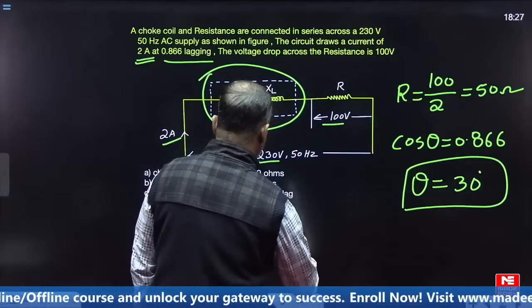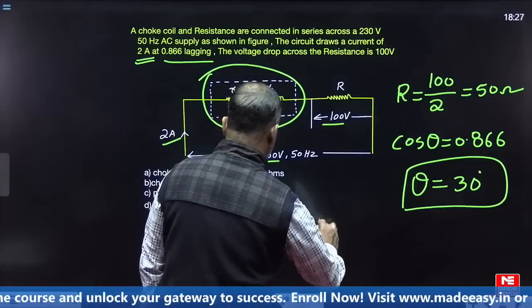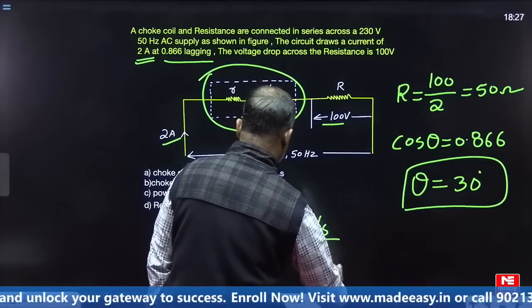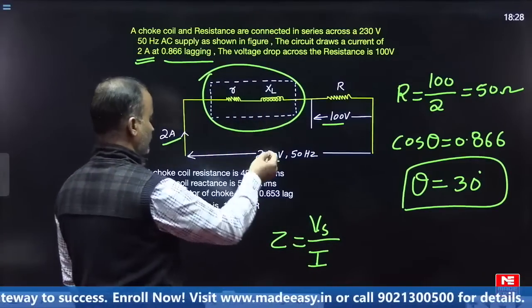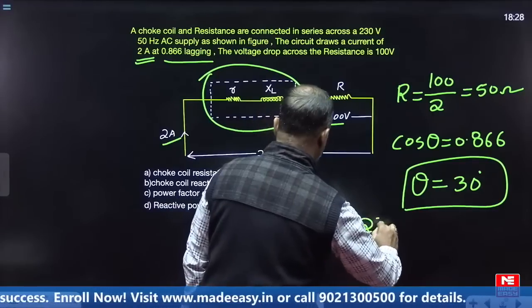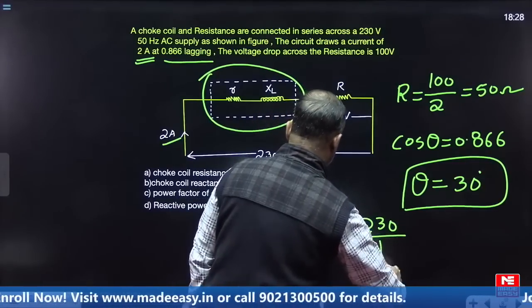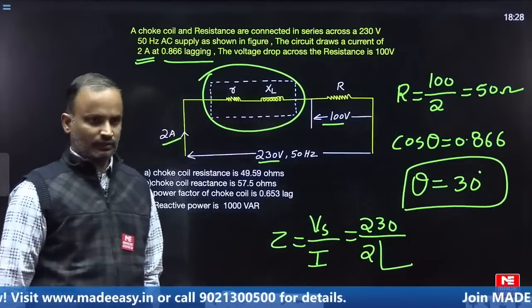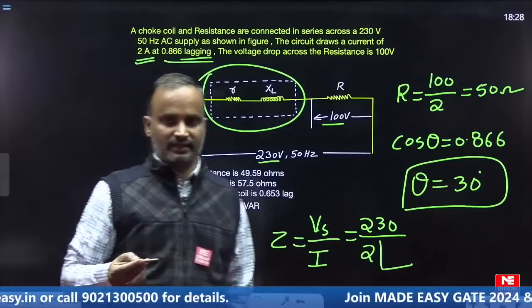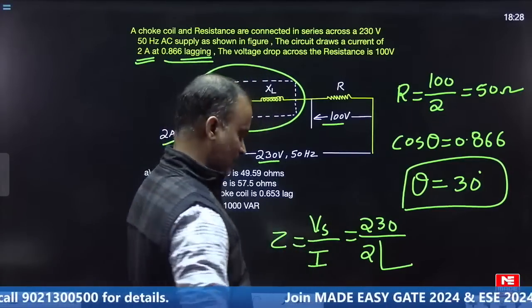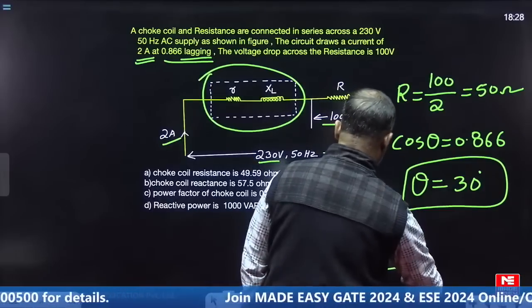Now can you find out the impedance value? Impedance equals source voltage by corresponding source current. In the question itself it is given, source voltage is 230 and source current is 2 amperes. The nature of the power factor is lagging. Lagging means the sign of the angle is negative.